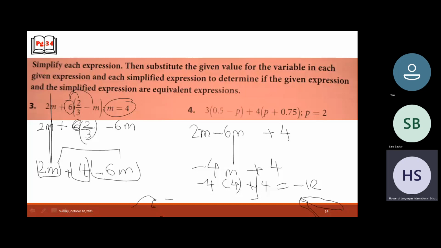Yeah, miss, this is adding integers. How should I repeat it? Negative 16 plus 4. How will you solve it? Tell me. How will you find the answer? What is the sign of this one? Positive. And here, negative. When we add negative and positive, and the sign is different, what you have to do? Subtract.